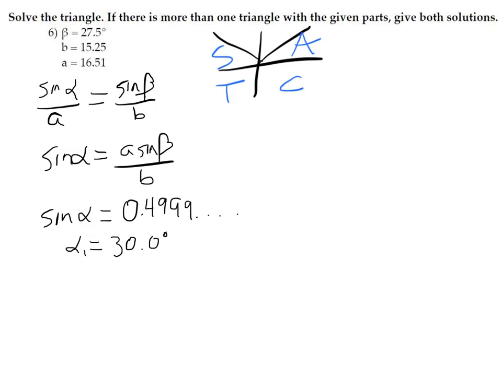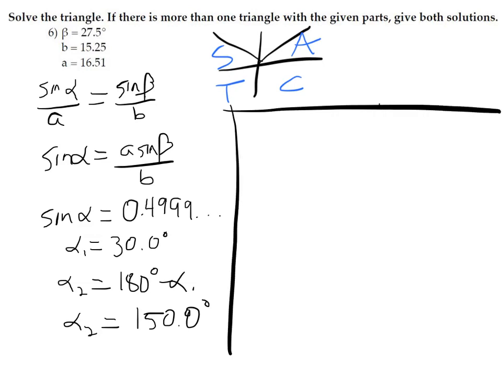Alpha 2 would just be the second quadrant, 180 degrees minus alpha 1. That's specifically alpha 2 equals 150.0 degrees. Now these are our two potential answers. I don't know if they're both going to work, so we try them out. Let's make this two problems here. So for alpha 1 equals 30 degrees.